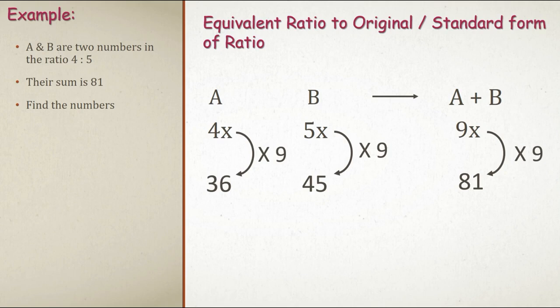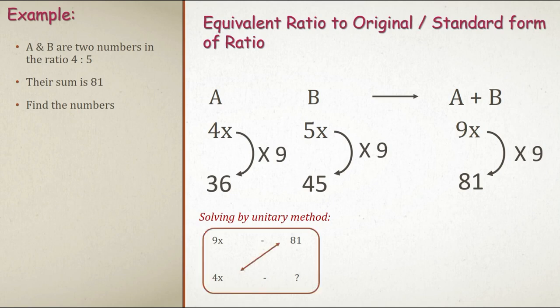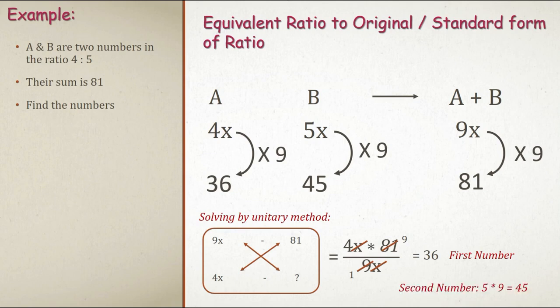If we are solving this by the unitary method, we would say, if 9x is equal to 81, what will be the value of 4x? And we do cross multiplication. So 4x into 81 divided by 9x, which will give us 9 4s are 36, which is our first number. And again 9 into 5 will be 45, which is our second number.